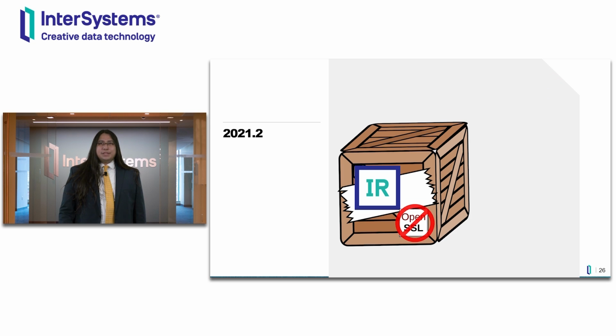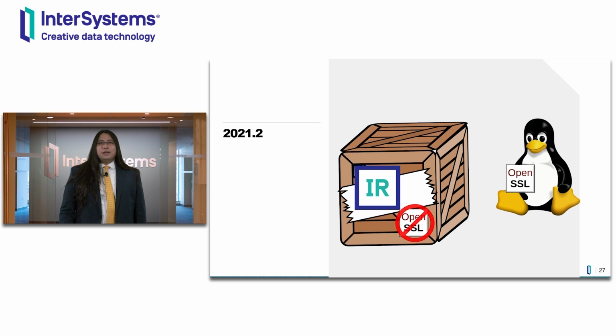Starting with InterSystems Iris 2021.2, for Unix and Linux platforms, the OpenSSL library will no longer be included as part of the installation kit, which will instead rely on the OpenSSL library from the operating system. Ta-da!